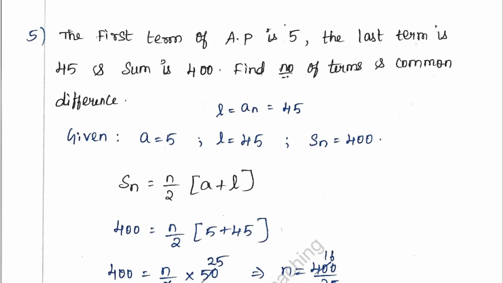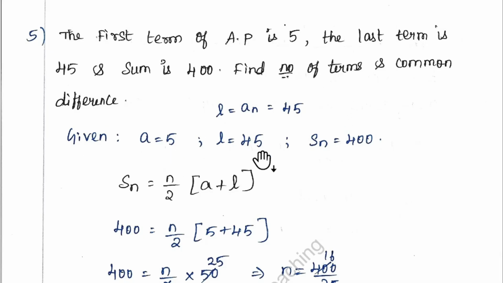So next question, the fifth one. First term of AP is 5. First term means what? a is equal to 5, right? Last term is 45. Always last term means you take l, or an. Both are the same, right? l and an are the same. l is the last term, an is the nth term. Mostly you can take it as anything. So I'm taking l is equal to an is equal to 45, and the sum is 400. Sn is also given as 400, right? Find the number of terms and common difference.